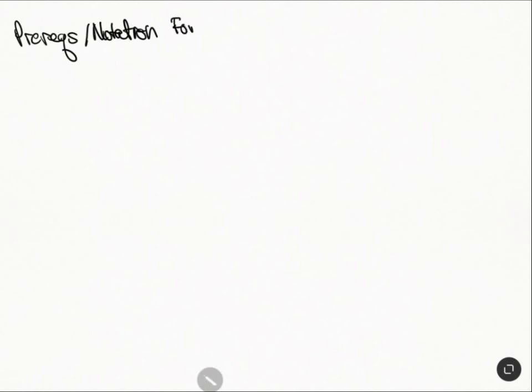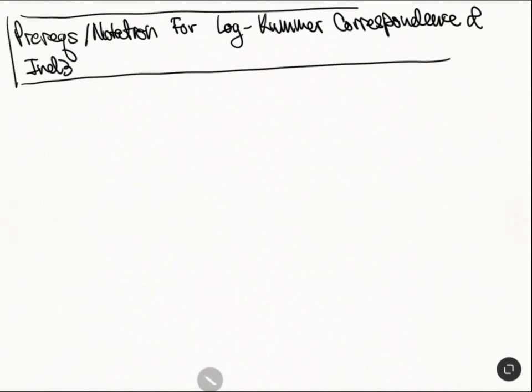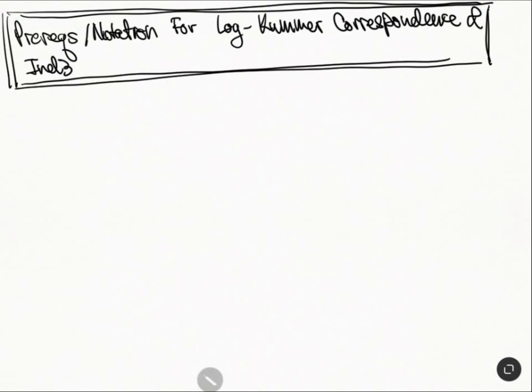For the log-Kummer correspondence and Ind3, so the log link indeterminacy. All right, so let's define.